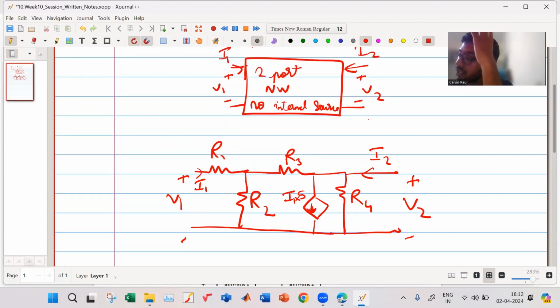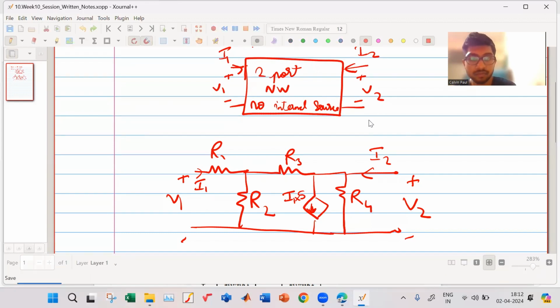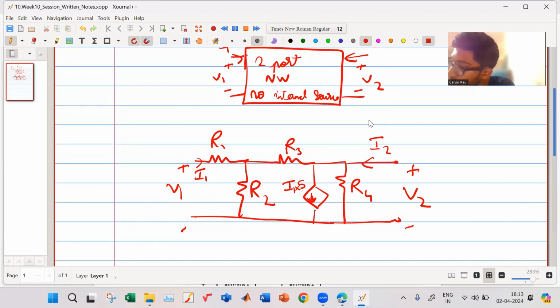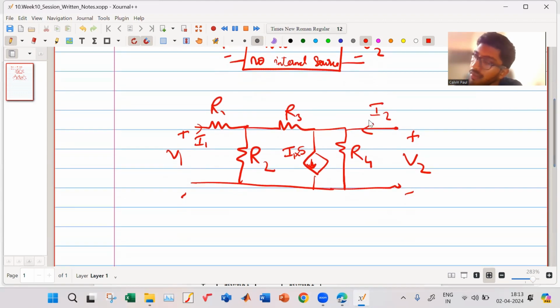Okay. So if you look at this, can this be considered a two port network? The source is a dependent source. The source inside the two-port network is a dependent source. So it can be considered, okay. Because it depends upon the input and output voltage.